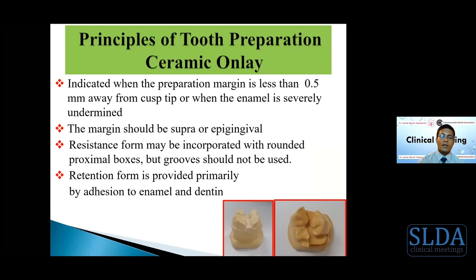And you should know the principles of tooth preparation for ceramic onlays as well before you learn how to do the preparation for ceramic onlay. And this is indicated when the preparation of occlusal box extends as close as 0.5 millimeter to the cusp tip, or when the enamel is severely undermined. And margins always, as I always tell you, margins should be above the gingival level, like in inlays. And you should not incorporate grooves to get extra resistance form, because resistance can be obtained through proximal boxes. So you don't have to unnecessarily damage the tooth structure by adding grooves into it.